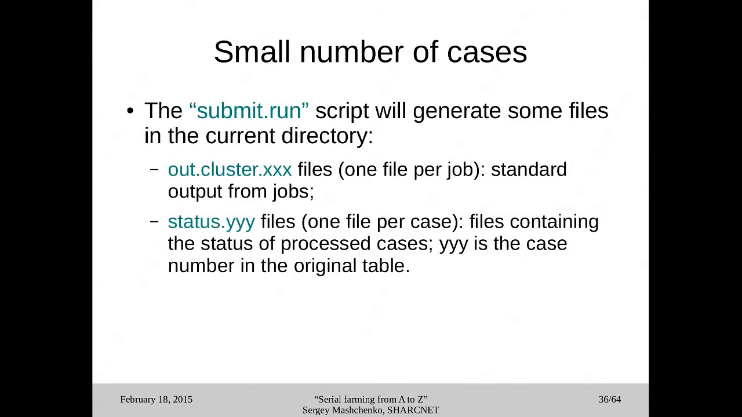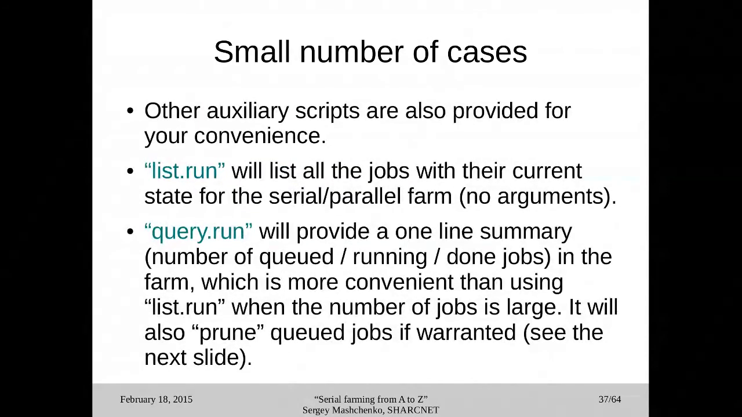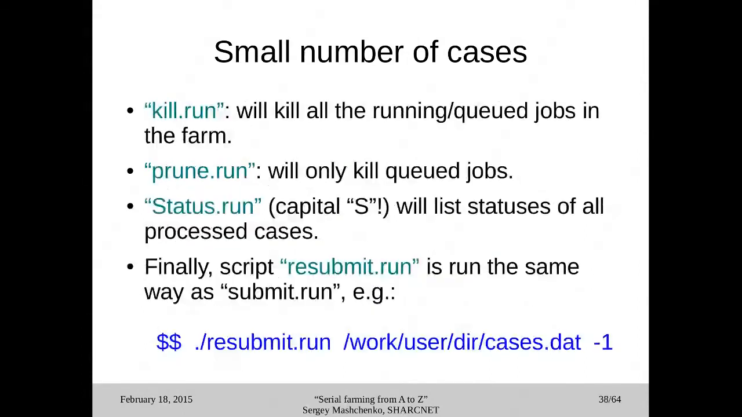Anyway, submit.run also creates some other auxiliary files. I won't go into details. You normally don't need to know about those files. And there are a few other scripts. There is list.run, which just lists all the jobs running in this particular farm. There is query.run, which is more or less the same, but collapsed to a single line, just statistics: how many jobs are running, how many jobs are queued, how many jobs are done.